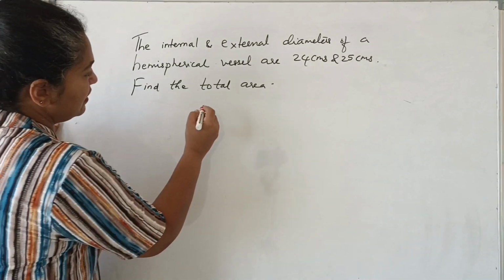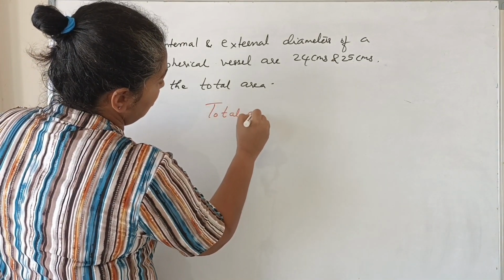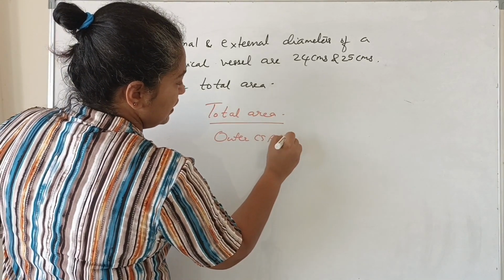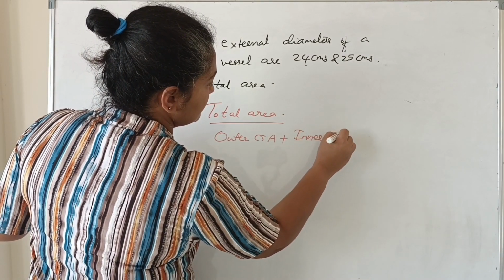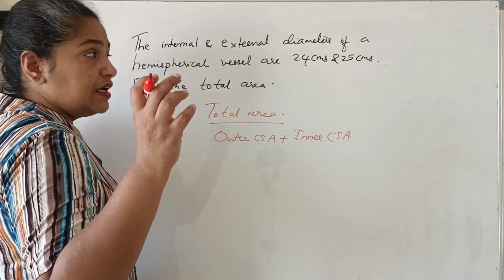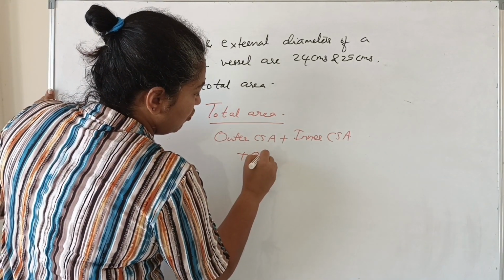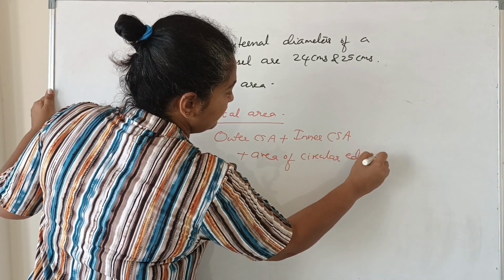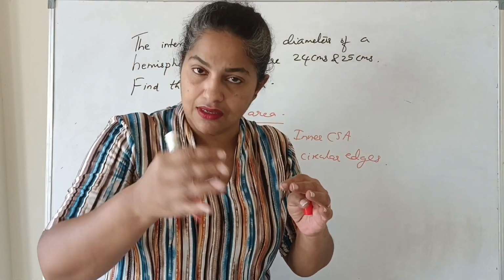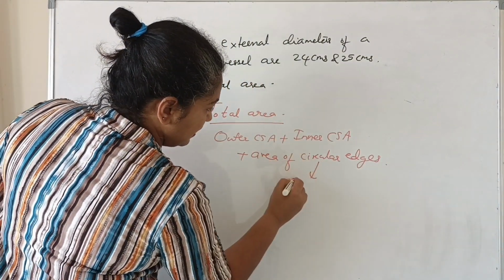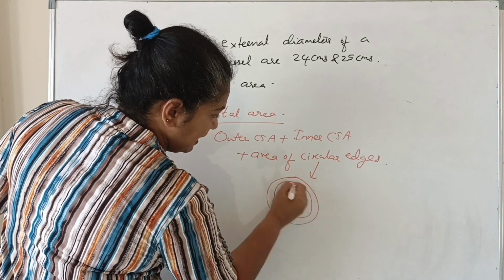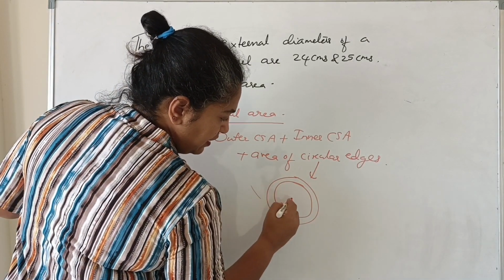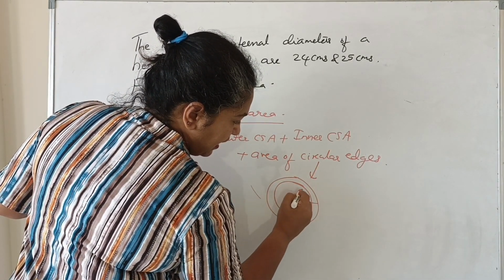So now let us see what is the total area of a hemispherical shell. You have the outer CSA plus you have the inner CSA. Right? In addition to that, you have the area of the circular edges. Now, because the inside part is hollow, the circular edge will be like this. Okay, and here you will have the hemispherical shell. So when it is a circular disc, you will have the external radius R and the internal radius r.